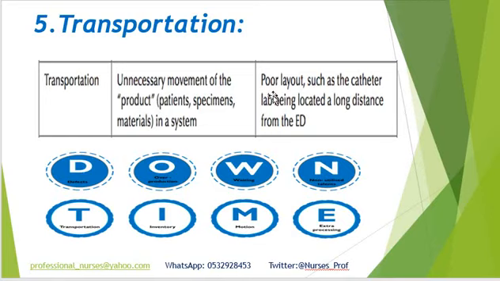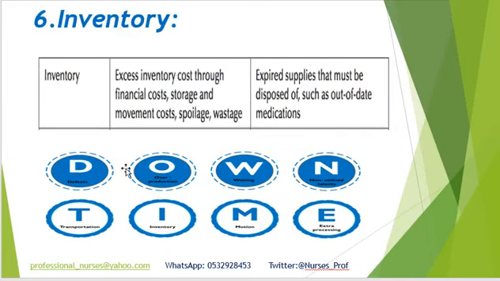The next type of waste is inventory. Inventory means excessive inventory cost through financial cost, storage and movement cost, and spoilage wastage. An example of that is expired supply that must be disposed of, such as out-of-date medication. Another good example: if we order too many bottles of lidocaine, they will expire because they are more than what we need. Also, if we order too many vaccinations, they will expire.